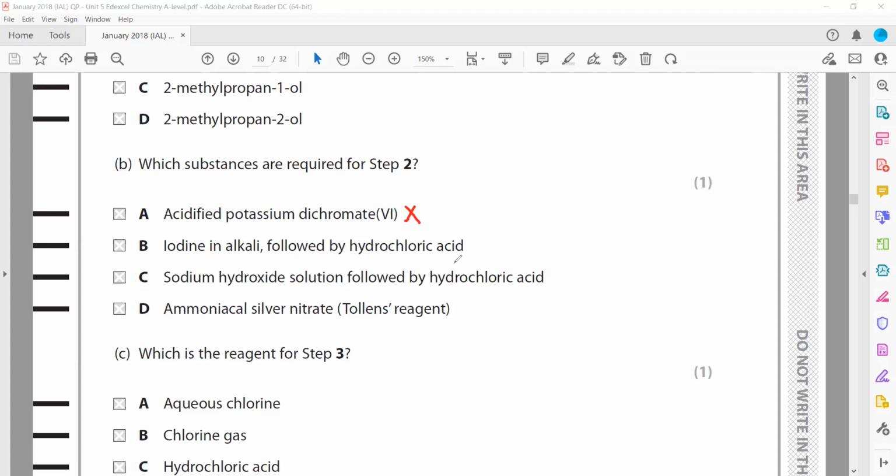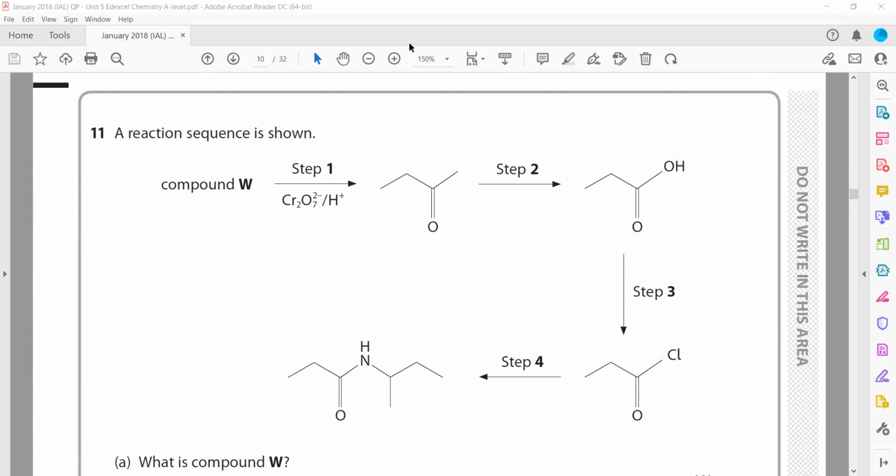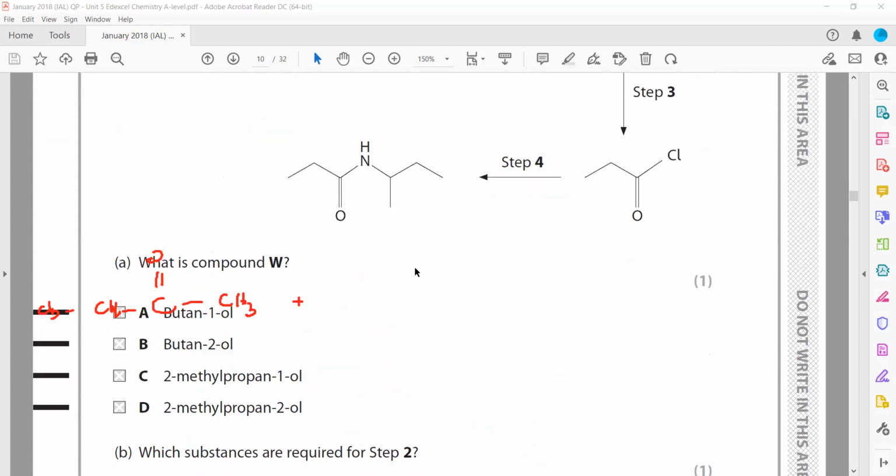Iodine in alkali, followed by hydrochloric acid, this will work. How will this work? Look, when we add iodine in alkali, this works when a methyl group is next to the carbonyl group. CH3 is there. I'm writing the structure: CH3, then CH2, and then CH3. Iodine solution is added in alkali.